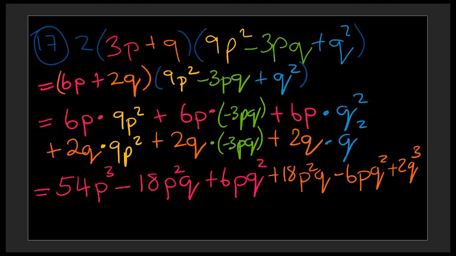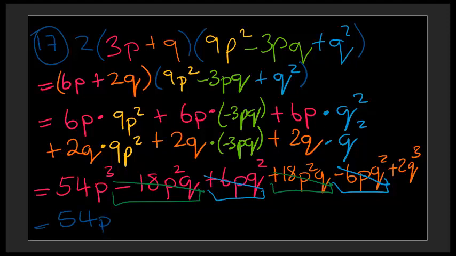Let's look for like terms. So I've got that one goes with that one, and automatically I say minus 18 plus 18, those two cancel out and become 0. And then I look at plus 6 and minus 6, those two cancel out, become 0. So my final answer is going to be 54p cubed plus 2q cubed.